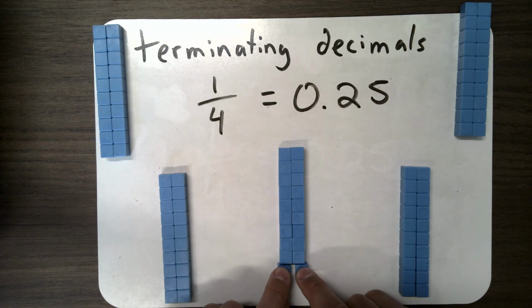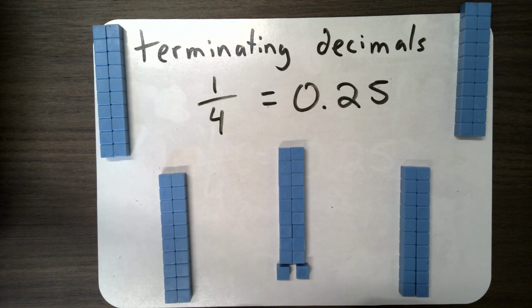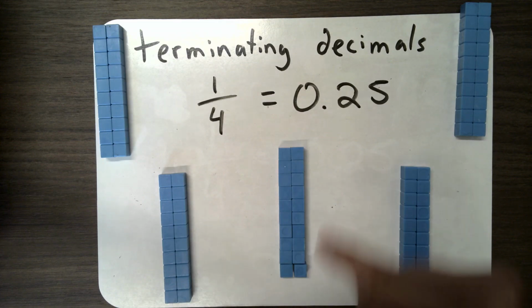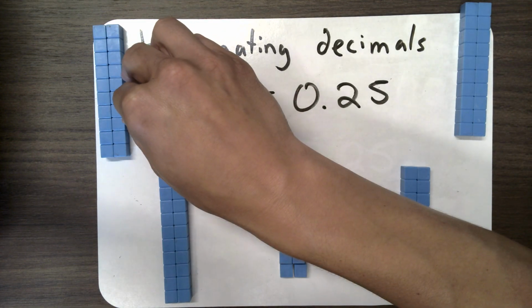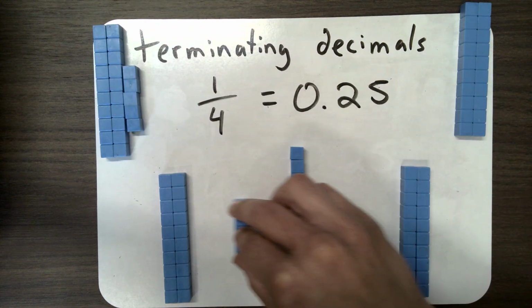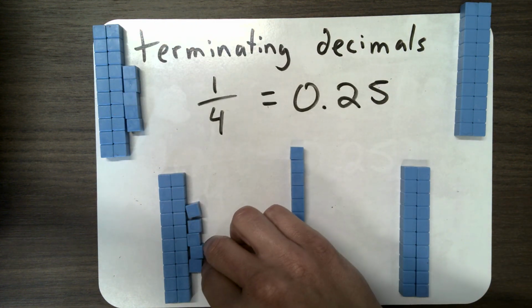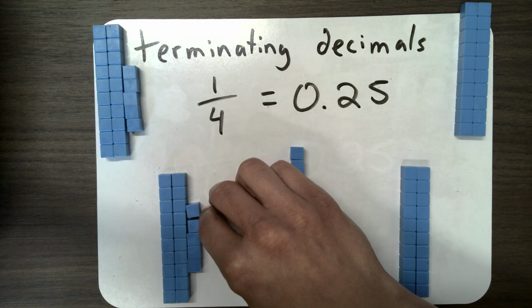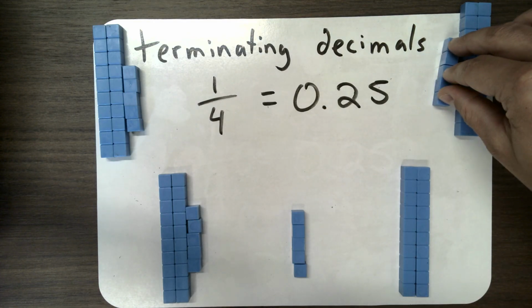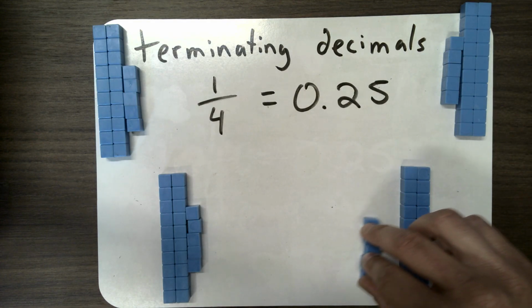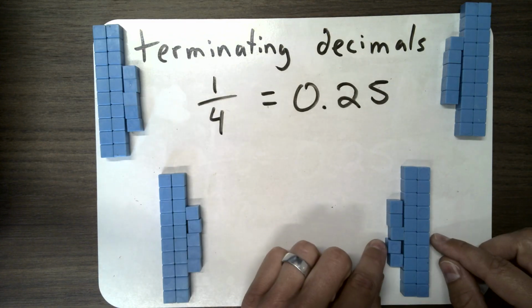So actually I already have those regrouped into all of our hundredths. Again, we could go one at a time, but we need to divide these into 4 equal groups, but we're just going to go in chunks of 5 for the sake of time. Okay, so all of our hundredths have been distributed.